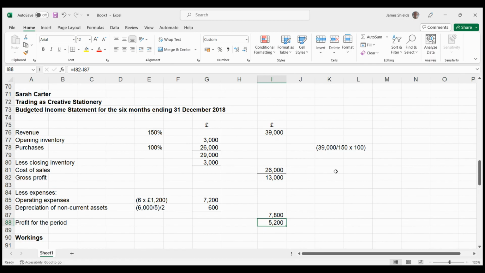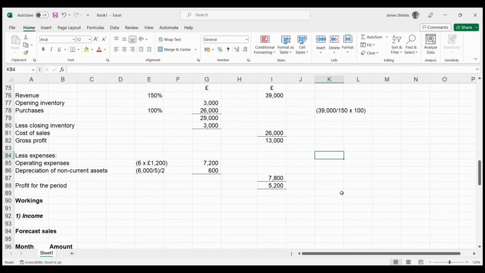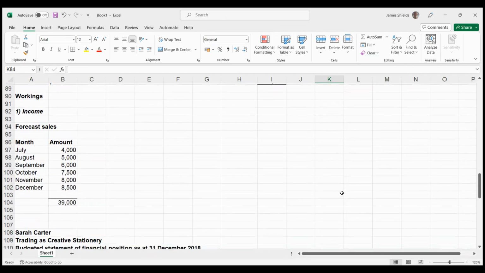So you'll see there's not a lot in it. There's only very, very few categories. But you've got to remember the 150% and 100% calculation. And then when you do your depreciation, you work out a depreciation for the whole year, but in this case, because it's just 6 months, you then divide it by 2. So that's your income statement, and that's a little bit of work from our forecast sales.